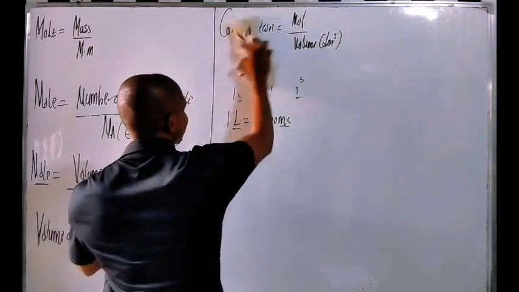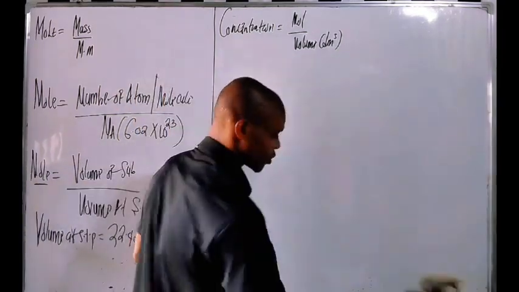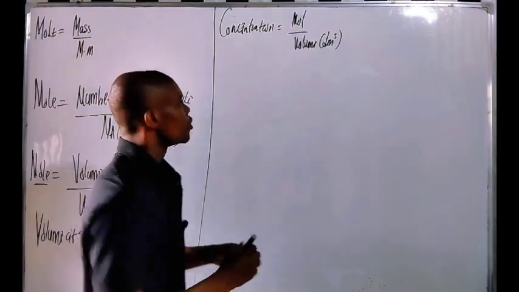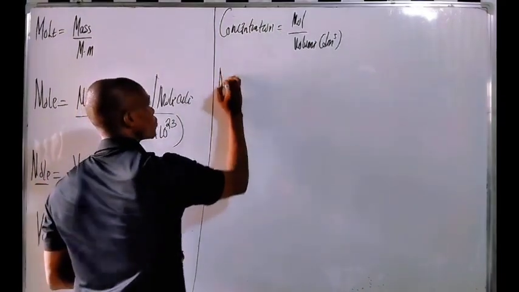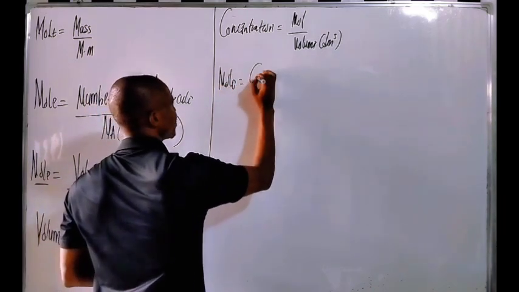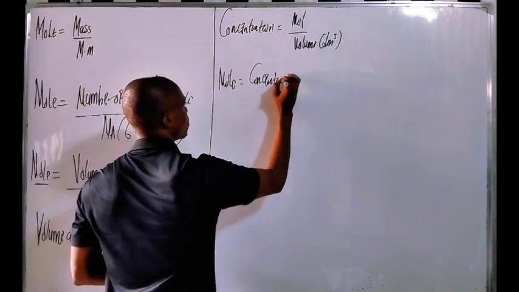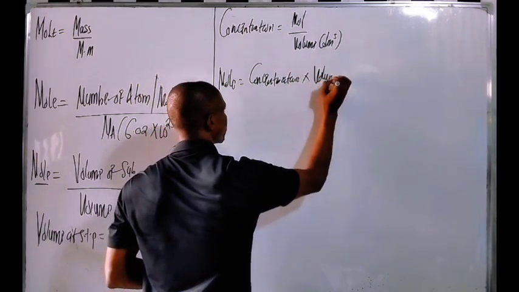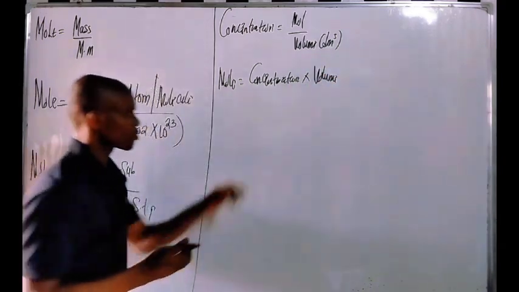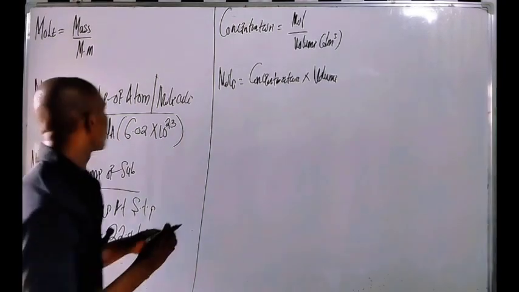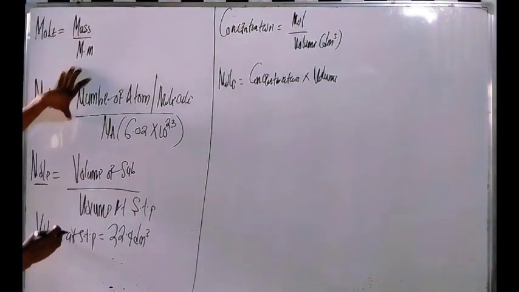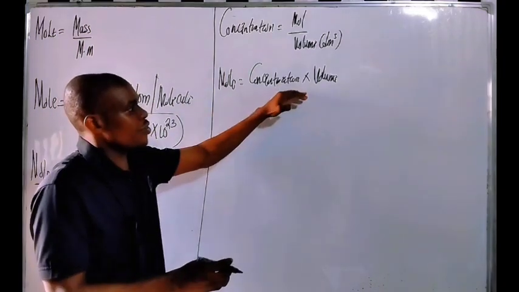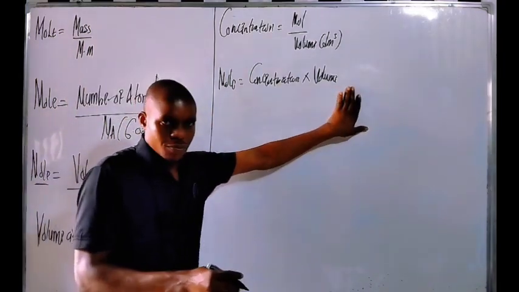So if I should write this here, because I'm just giving you the unit of conversion. Now, if I make mole the subject of the formula, mole equals what? Concentration times volume. Remember, the volume must be in dm cube. Hope you understand now. So this is the first formula, the second formula, the third formula, the fourth formula. Mole equals concentration times volume.